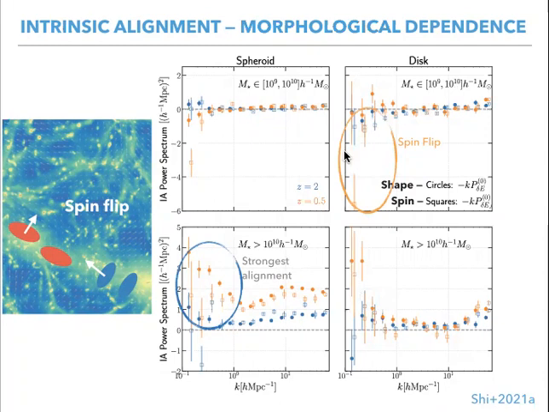This is inconsistent with the known spin flip phenomenon, which says that for low mass galaxies, their spin tends to be aligned with the filament, while for massive galaxies, their spin is kind of perpendicular to the filament. This is the first time that we have shown this phenomenon in two-point correlation statistics.